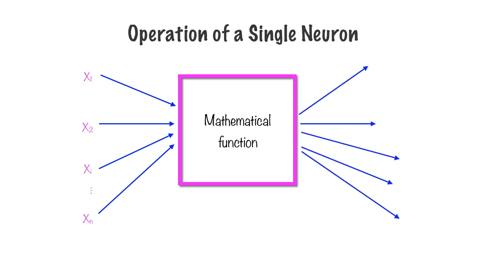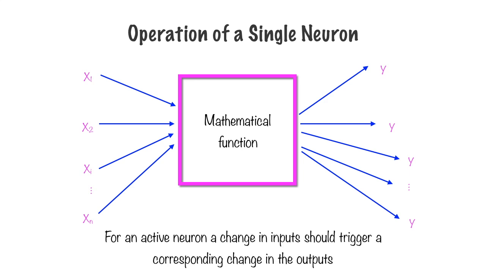The inputs to the neuron serve as inputs to this mathematical function, and the neuron produces a single output represented by y. This single output then can be sent to multiple neurons in the next layer. Now, this neuron is said to be active, or is said to contribute towards the machine learning model, if a change in the inputs to this mathematical function triggers a corresponding change in the outputs. Now, if you change the inputs in any way you want and there is no corresponding change in the output, this neuron can be thought of as being dead or inactive.